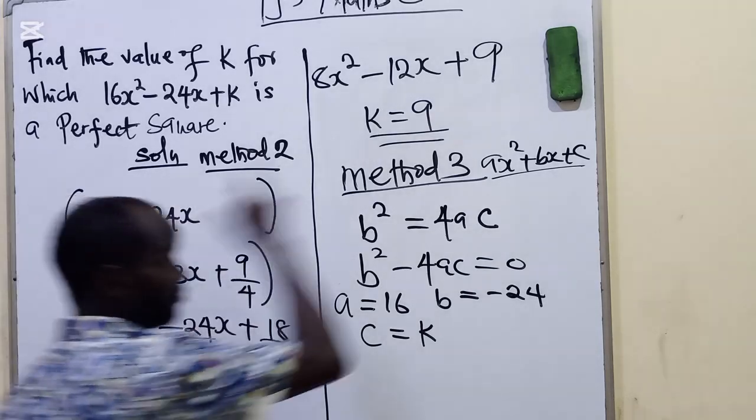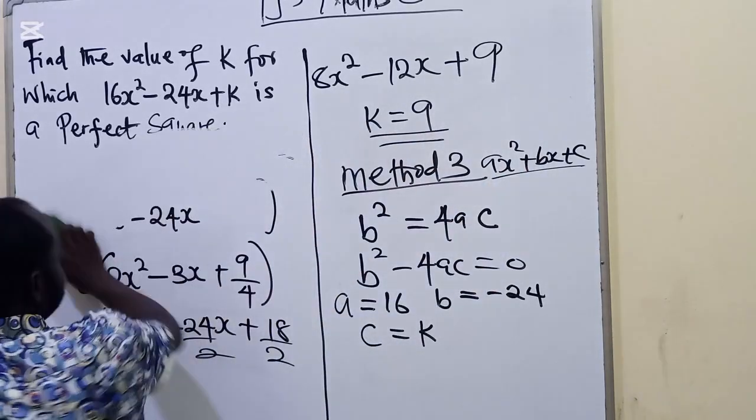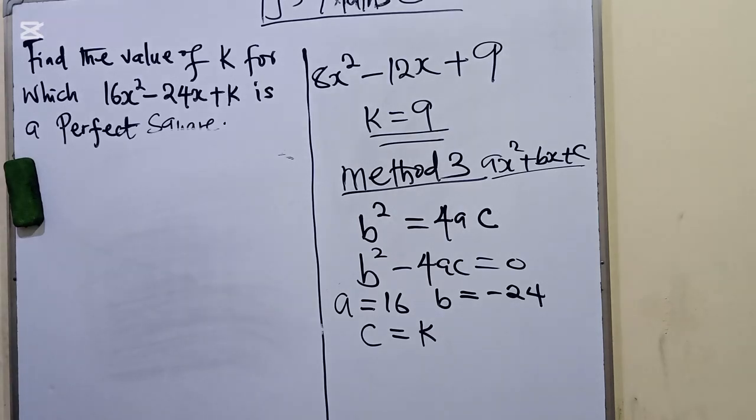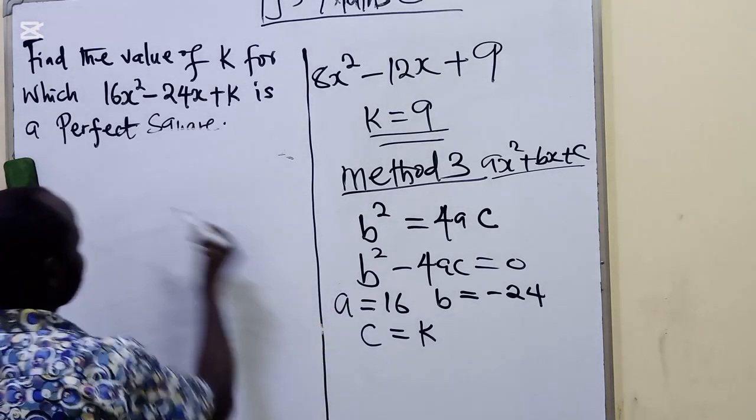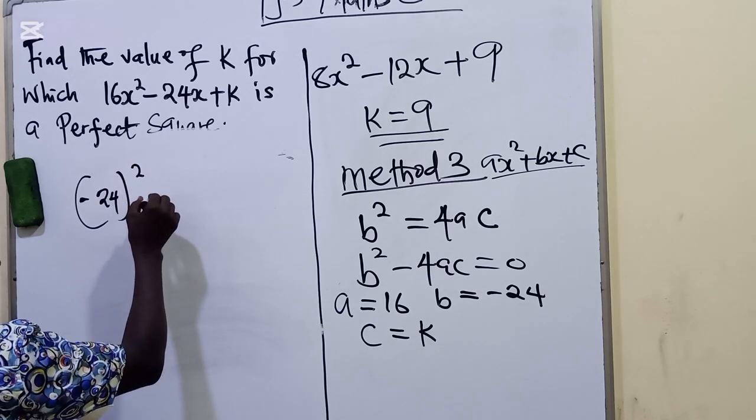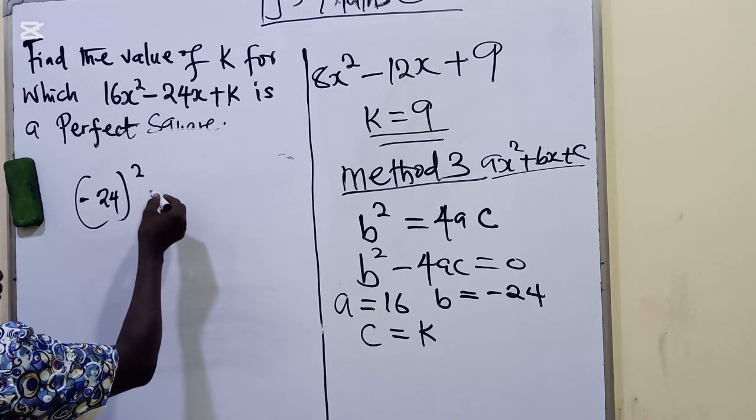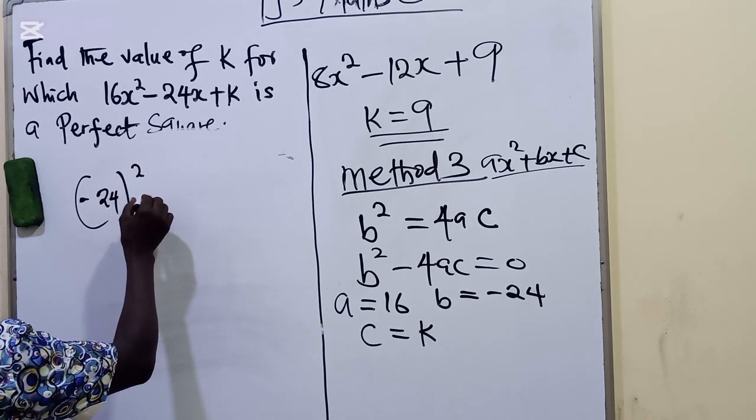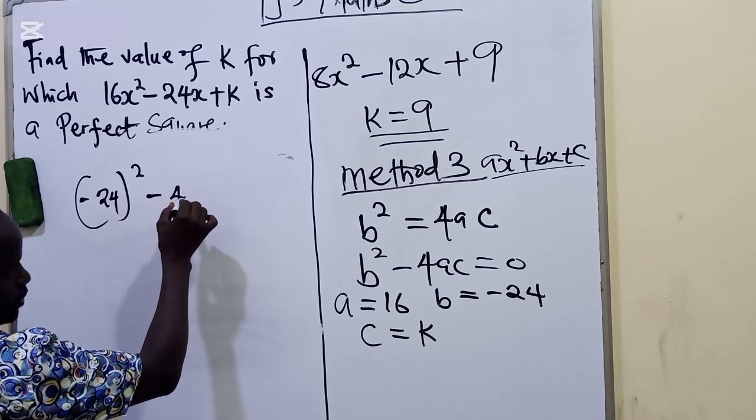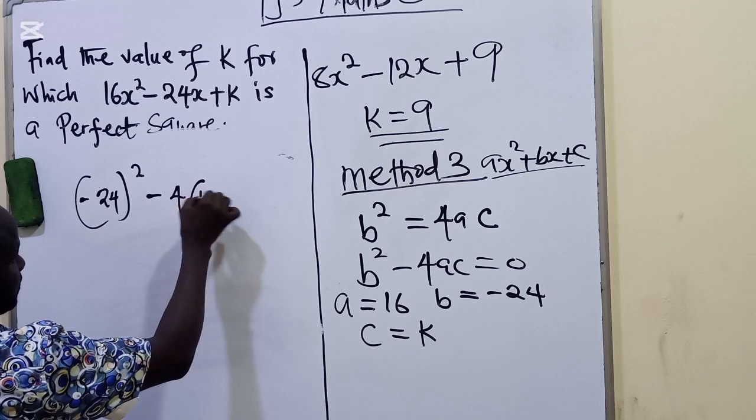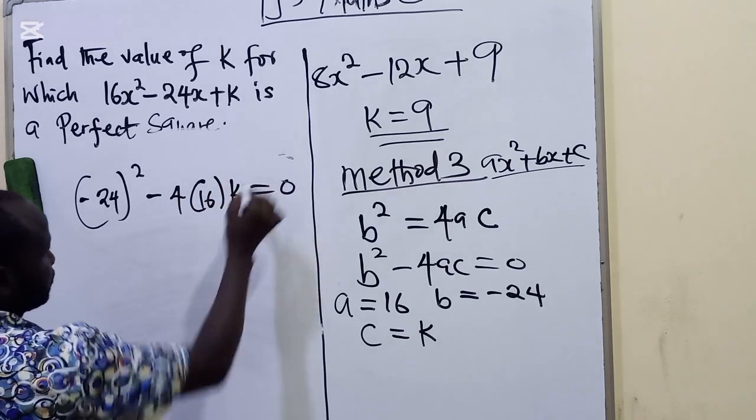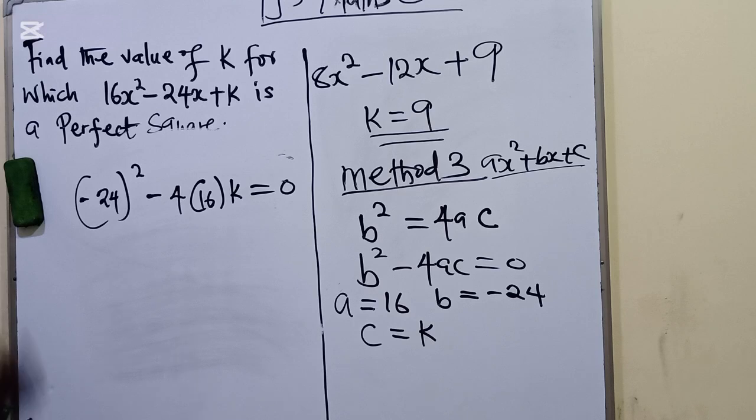Let's work on this. Are we going to get 9? Let's see. That's method 3. Let's substitute now. Anywhere we see b, we put minus 24. That would be minus 24 all square, will now be equals to, or we can say minus 4 into a is 16, multiplied by c, which is k, will be equals to 0. Our aim is to find k.